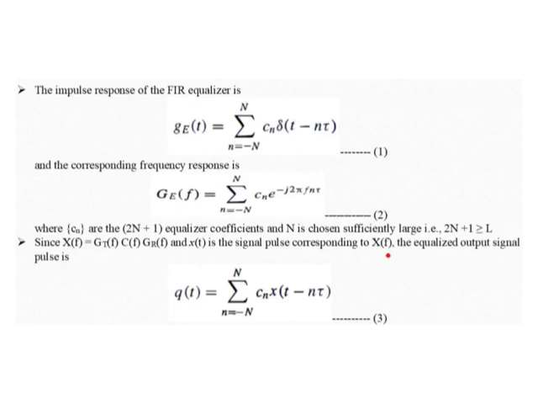Taking into consideration the equalized output signal pulse, it can be represented as q of t is equal to summation n is equal to minus N to N, Cn into x of t minus n tau. Taking into consideration these expressions of impulse response, the equalized output signal pulse can be written as q of t is equal to summation n is equal to minus N to N, Cn x of t minus n tau. This we can take as expression number 3.